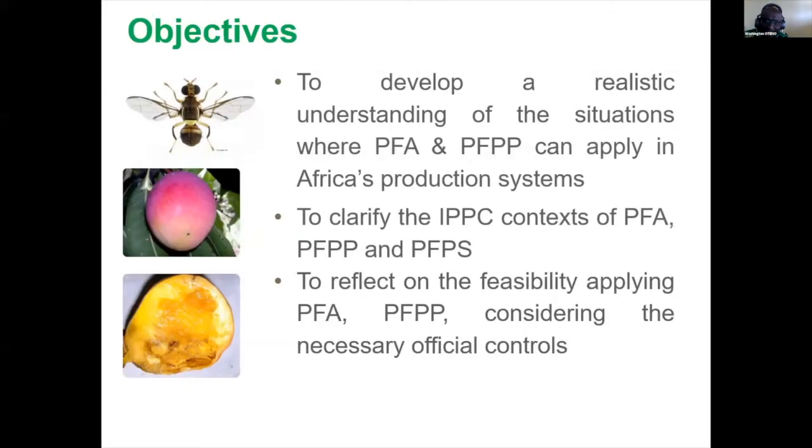So the objectives of my talk are to develop a realistic understanding of the situations where pest-free areas and pest-free places of production can apply in Africa's production system. I know I'm talking to the Southern Africa group. I worded this objective this way because I've seen in East Africa an attempt to communicate that it is possible to establish a pest-free area for oriental fruit fly, Bactrocera dorsalis. And I felt that was the NPPO not communicating honestly with the administration and the industry.